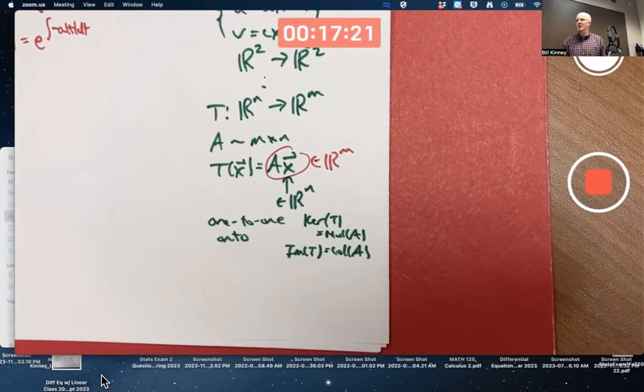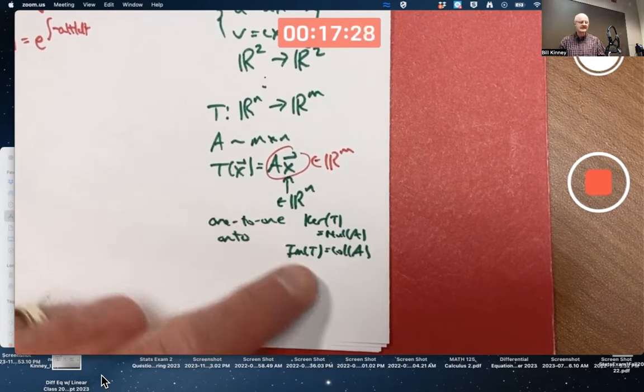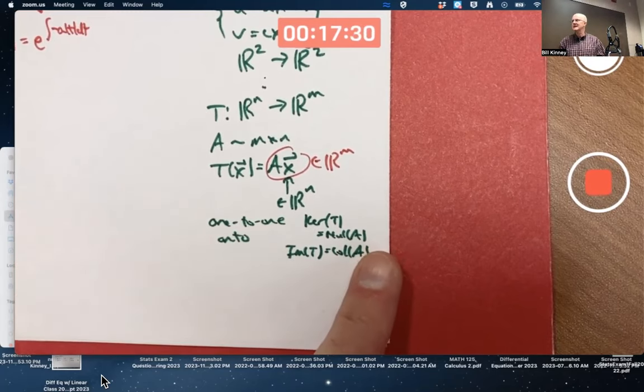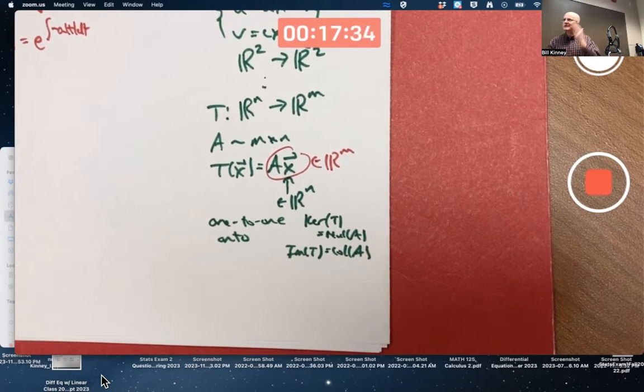You could talk about the kernel and image of a transformation that's nonlinear as well. Kernel and image are more generalized ideas than null space and column space. If T were a nonlinear transformation, the kernel still could be defined to be the set of all inputs that get mapped to 0. And the image can still be defined to be the set of all outputs of the function, even if T were nonlinear.